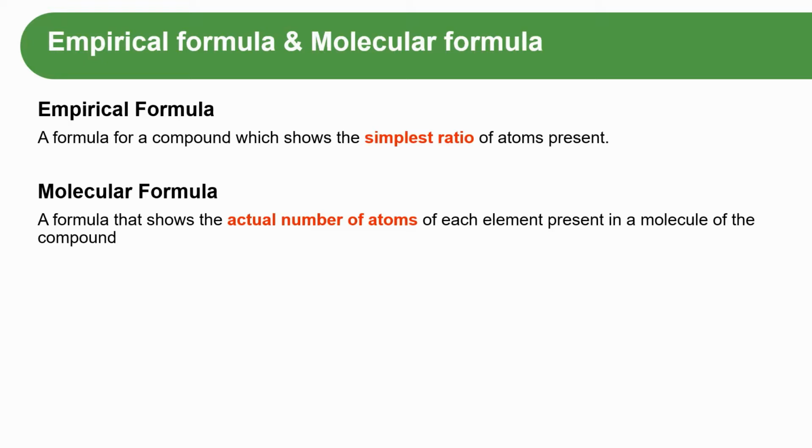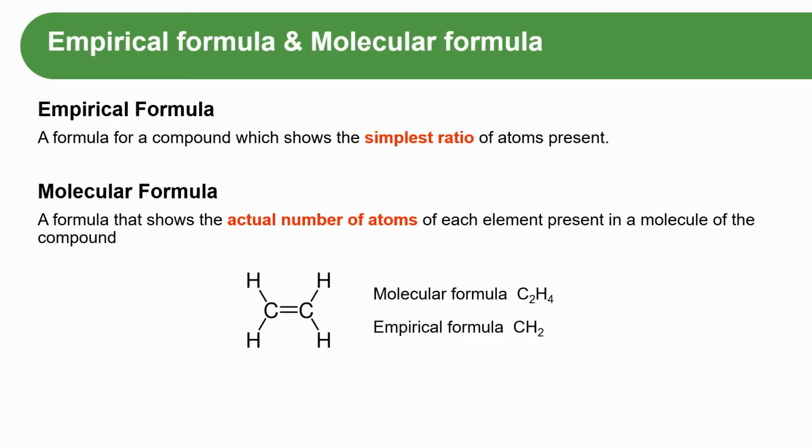molecular formula is a formula that shows the actual number of atoms of each element present in a molecule of the compound. For example, again, looking at the same example, ethene C2H4, the molecular formula is C2H4, but the empirical formula is CH2, which is the simplest ratio. And we can have a general formula to tell us that empirical formula can be simplified by this value of n, or we can say that molecular formula is a multiple of the empirical formula.